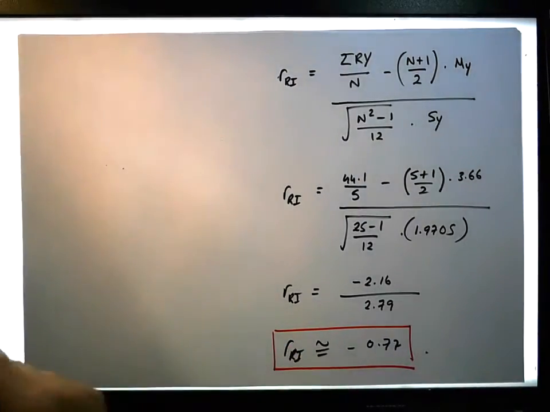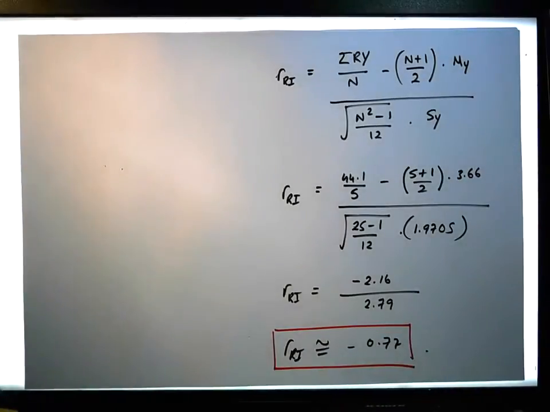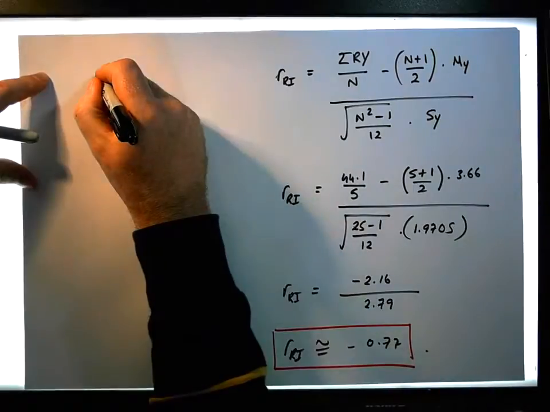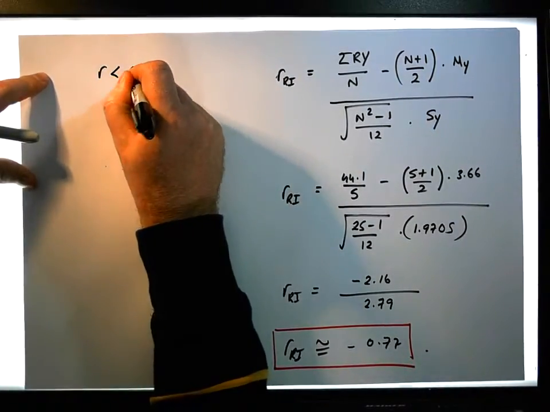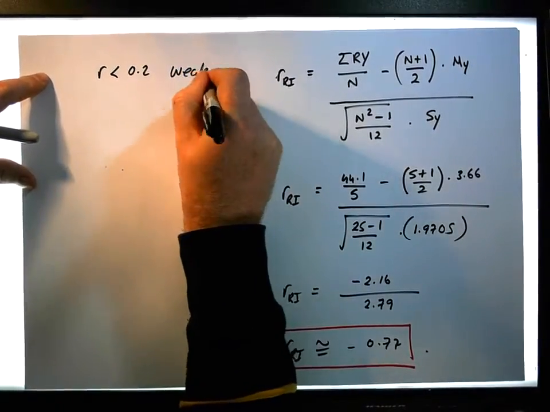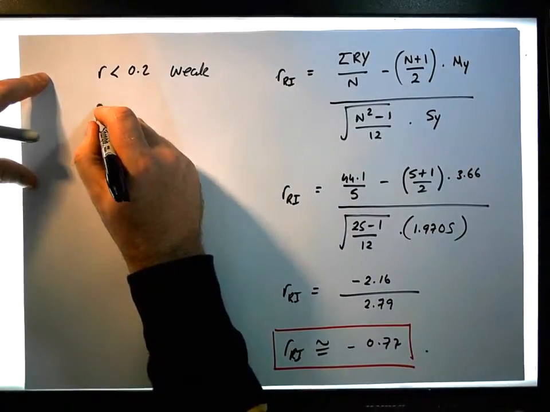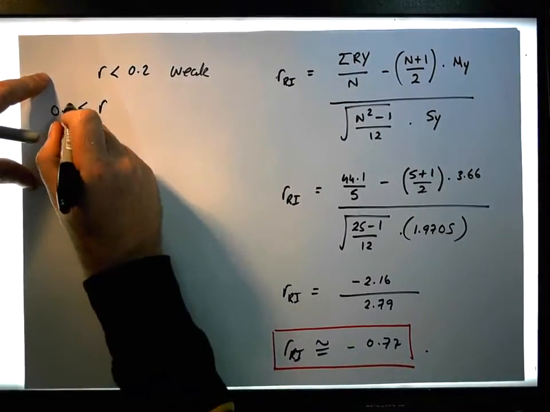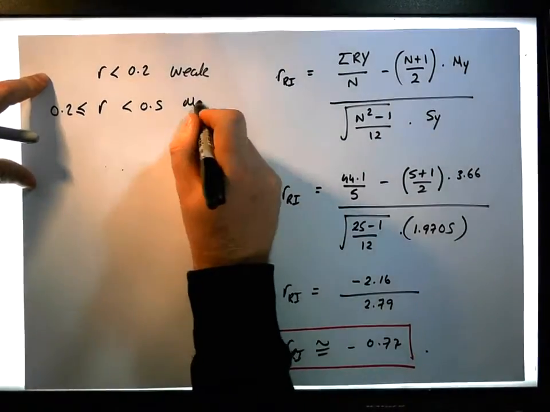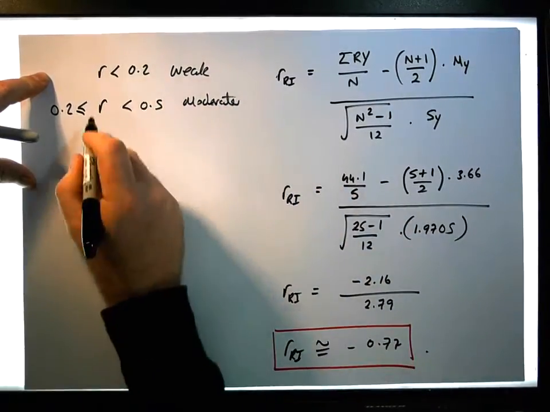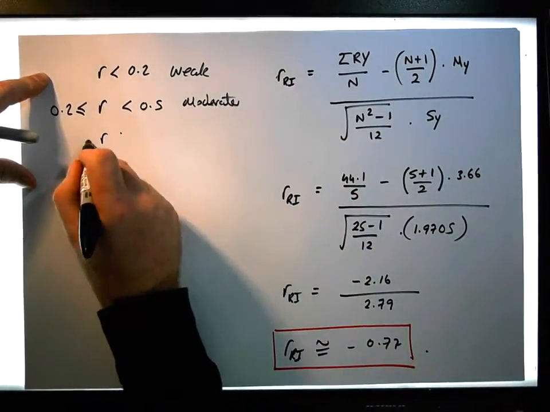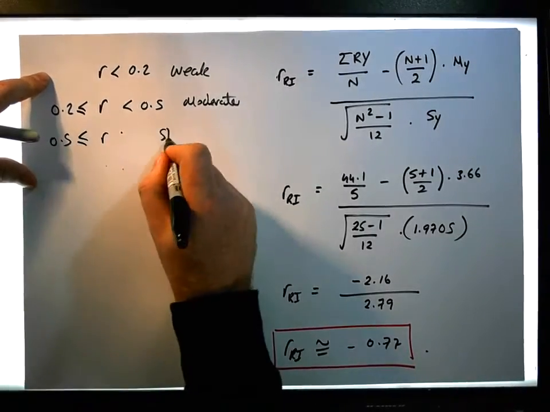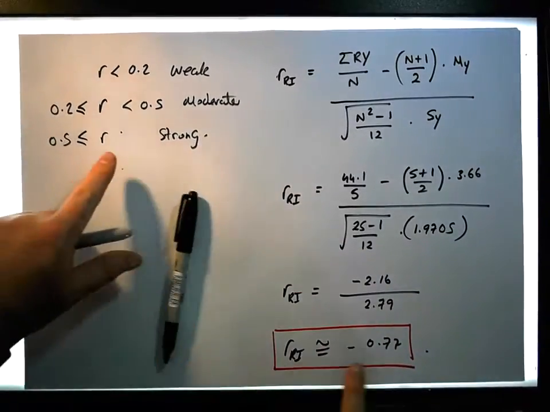And just to recall once again, we said that, this is a subjective definition, if the R value is less than 0.2, we say it's weak or none. If the R value is greater than or equal to 0.2 and less than 0.5, we say it's moderate. And if the R value is greater than or equal to 0.5, we say it's strong.